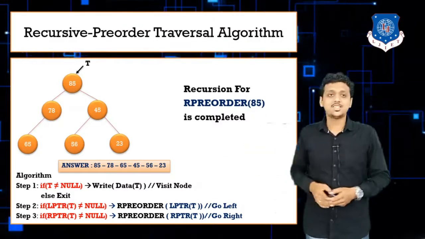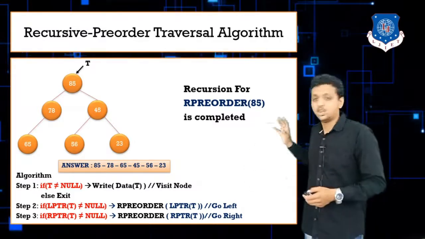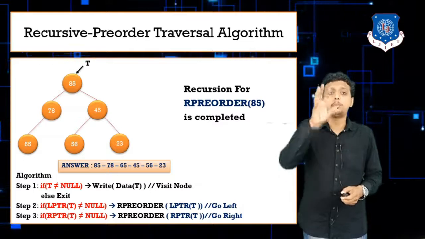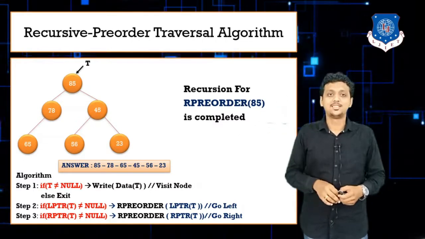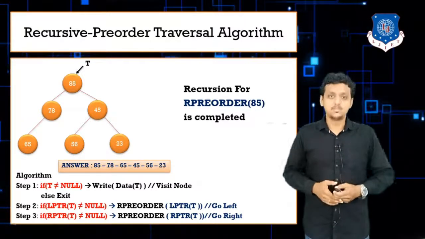So your answer is 85, 78, 65, 45, 58 and 23. So this is how you can perform the pre-order algorithm on your tree. Okay, now let's move forward to the next algorithms.